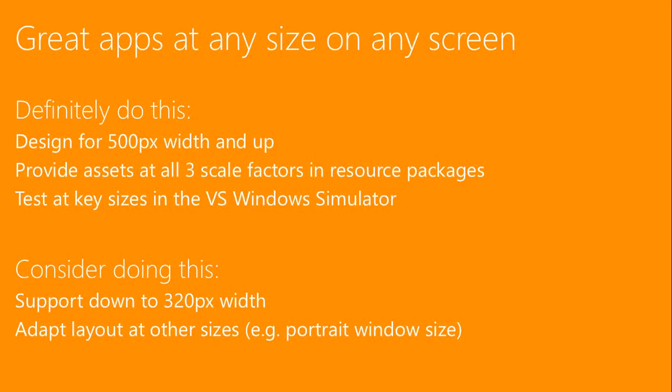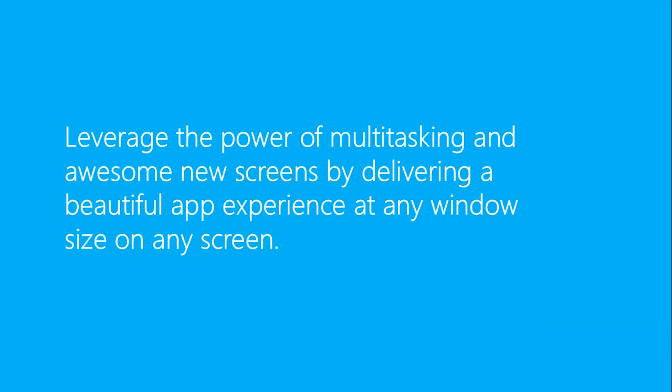Now you can consider doing this according to the kind of application that you have and the kind of content that you're showing. You can think about supporting down to 320 pixels wide and adapting the layout at other sizes, such as portrait window size. Alright, leverage the power of multitasking and awesome new screens by delivering a beautiful app experience at any Windows size on any screen.